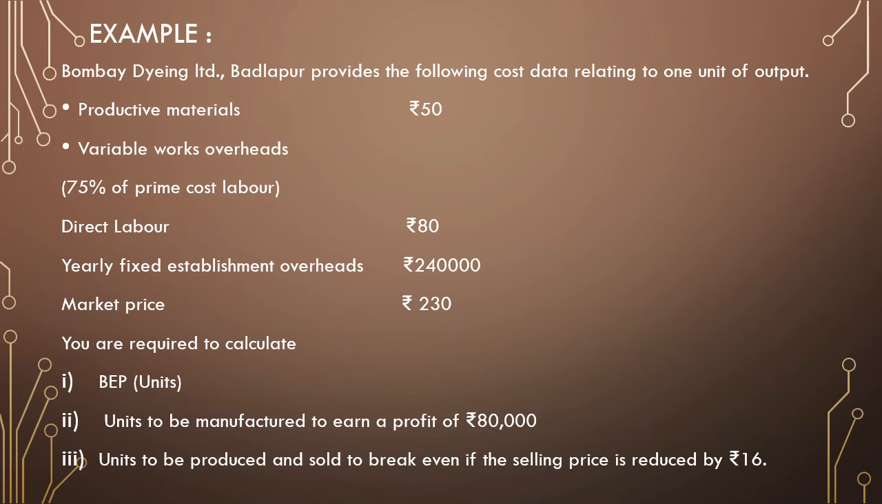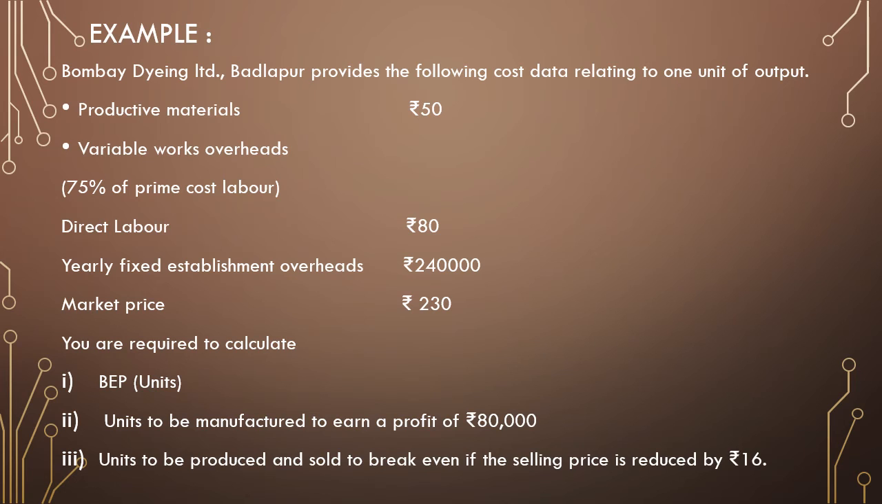Bombay Dyeing Limited, Badlapur provides the following cost data relating to 1 unit of output. Productive materials rupees 50. Productive material will be our total variable cost. Variable works overheads 75% of prime cost labor. It is also our variable cost element. Direct labor rupees 80, also a variable cost element.